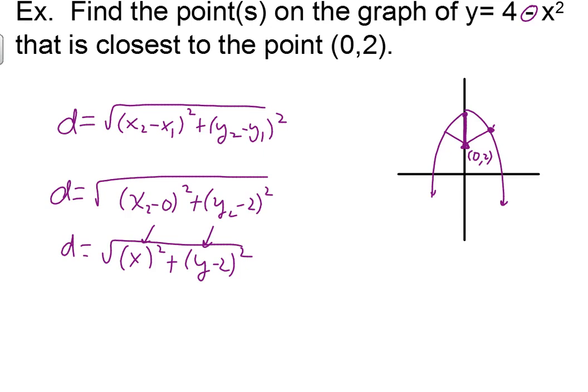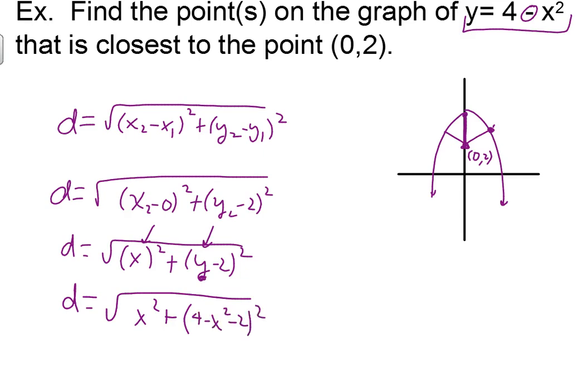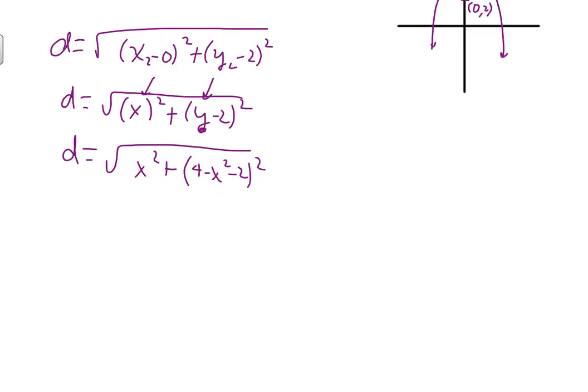But wait a minute. If I wanted to use substitution, would you agree my initial equation of 4 minus x squared, isn't that what y equals? So couldn't I use substitution to rewrite this as just x squared plus, instead of this y, I'm going to rewrite that as (4 minus x squared minus 2) squared, right? Does everyone see how I got that? And now I have this in terms of just the letter x.